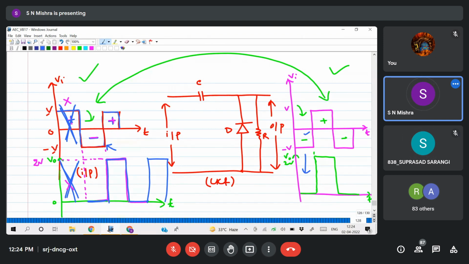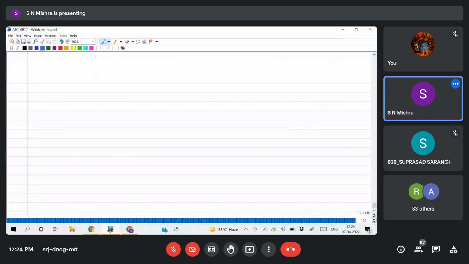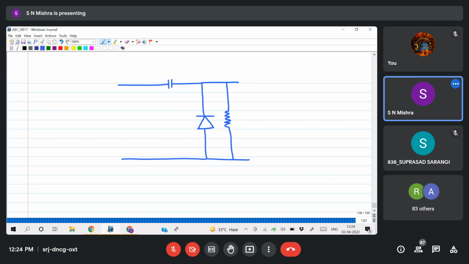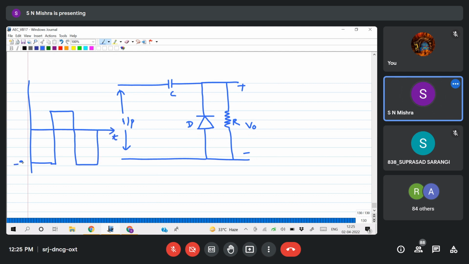Yes sir. Okay, now we will do one question. I'll change it a little bit. Let's see how many of you will do it. Very small change I'll do. Capacitor, output. Input is minus 20, 0, plus 10 Vi.